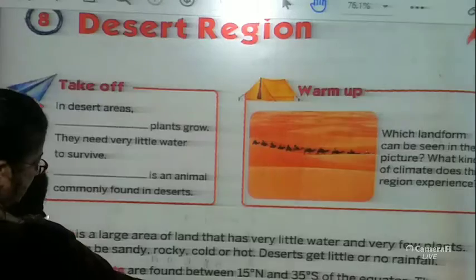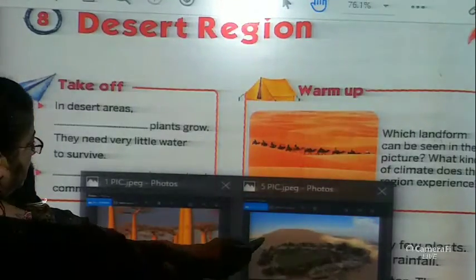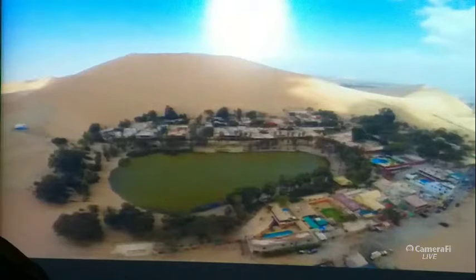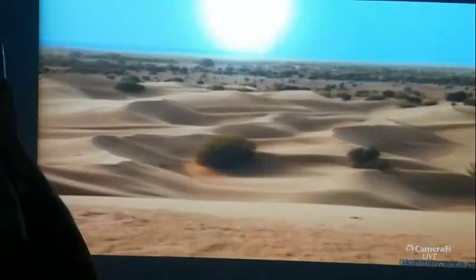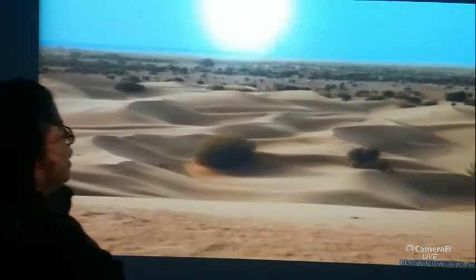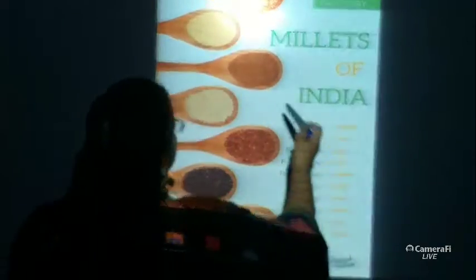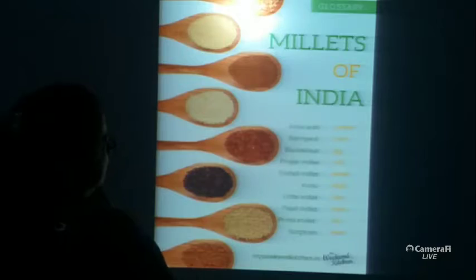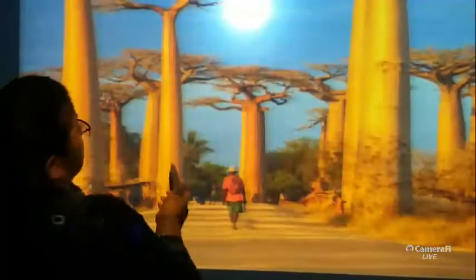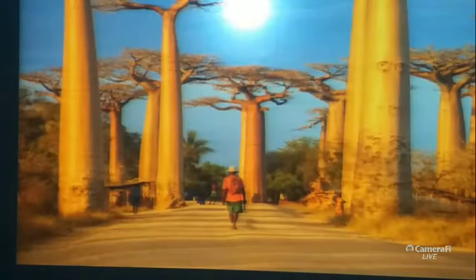Now let us see some pictures over here. This is a picture of an oasis. See, all this portion is totally sand and this is the sand dune. This is visualized as a desert. Now let us see more about how a desert looks. So the desert looks like this. And what kind of vegetation do we have? These are the food grains which we get in a desert, the millets, kinds of millets, and these are the trees which are also found in deserts.